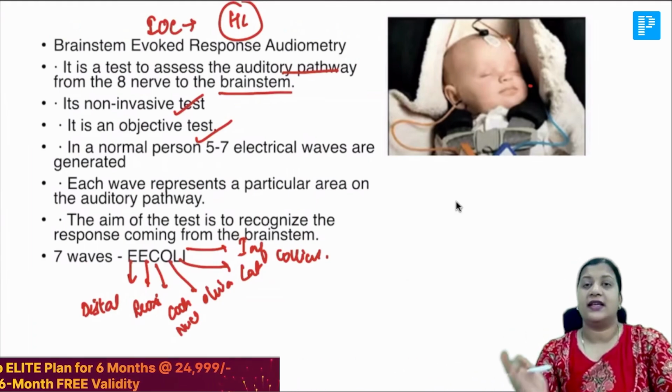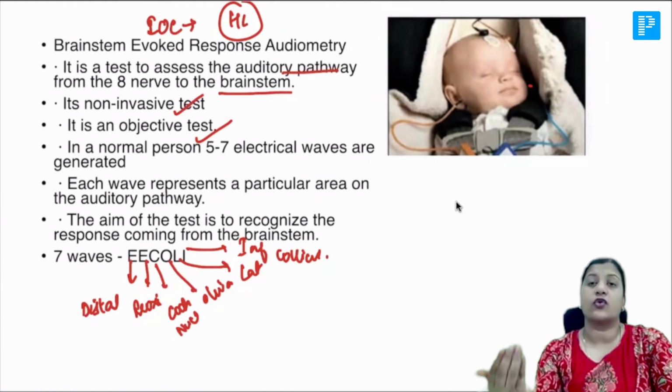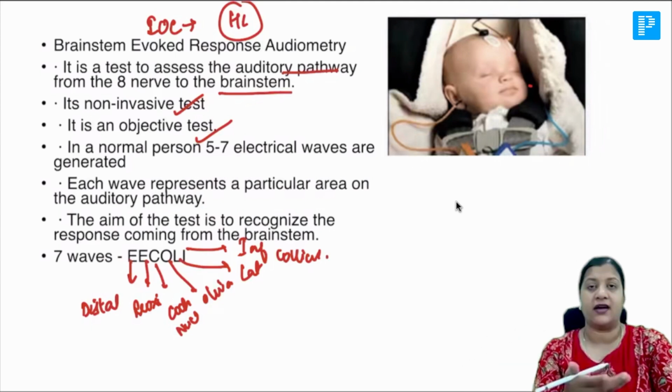And it is not an easy test to do in children, especially. They cannot hold as many electrodes as CERA requires, compared to BERA. So there are various technical problems and various challenges when it comes to inferring the results, which is why BERA has become the investigation of choice.